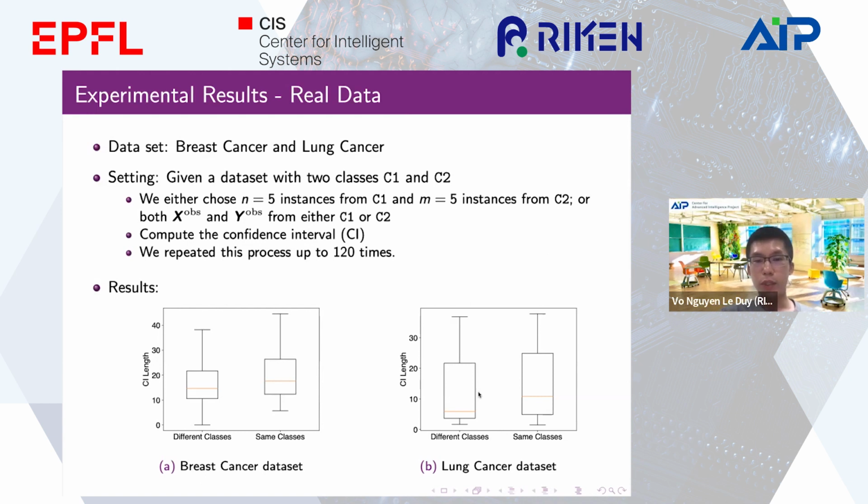So this is the result on the breast cancer dataset and the lung cancer dataset. This result indicates that the confidence interval of the Wasserstein distance in the case of different classes is shorter than the one computed in the case of the same class. This is because when the data come from different classes, the Wasserstein distance tends to be larger than when the data are from the same class. So this is the end of the work on conditional selective inference for the Wasserstein distance.